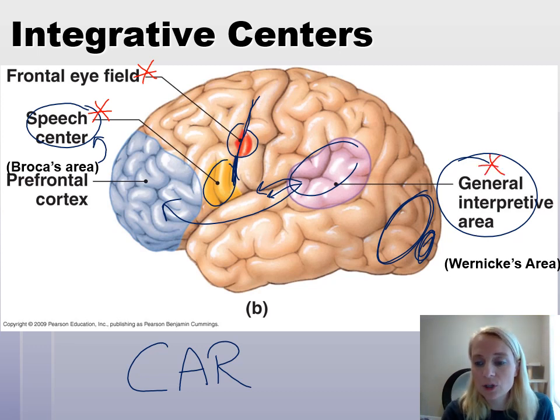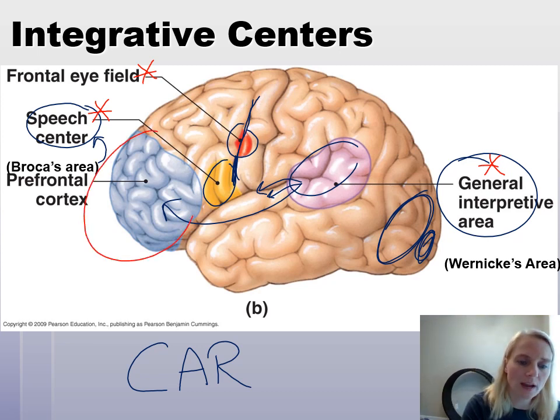If you get damage in your general interpretive area, you could see stuff. You could kind of have a meaning to stuff, but it wouldn't be connected to anything else. It wouldn't be connected to memory. It wouldn't be connected to emotions. So that would be damage there.